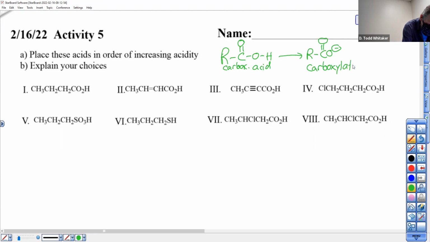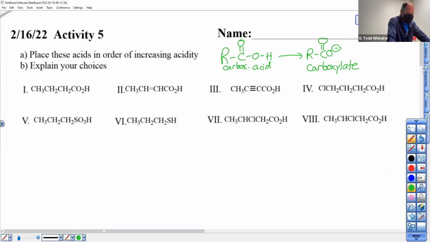Carboxylate. So if you can increase the stability of the carboxylate, that means it's easier to make. It means the acid was a stronger acid. That's what strong means. It readily becomes its conjugate base. Okay. So we're going to be comparing the R groups apparently for 6 out of the 8, because 6 out of the 8 are carboxylic acids here.